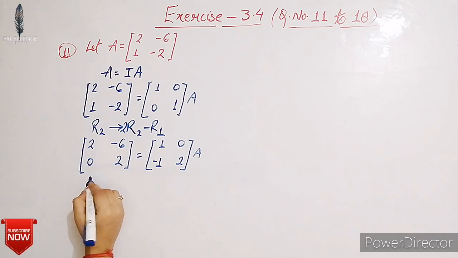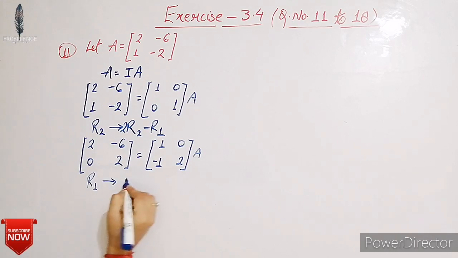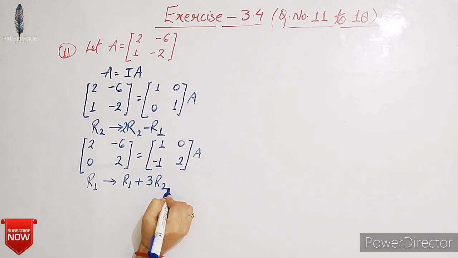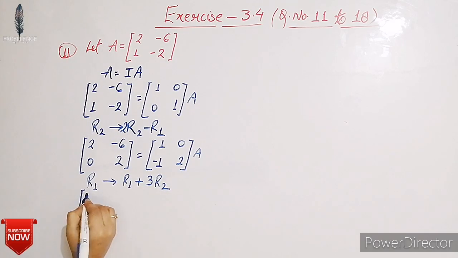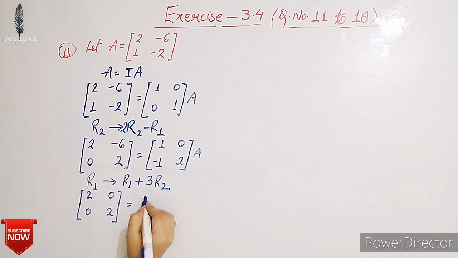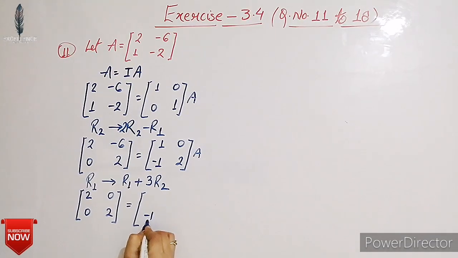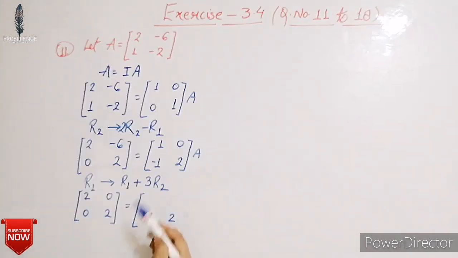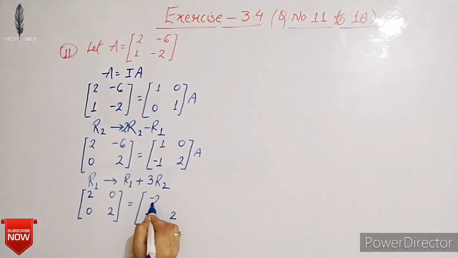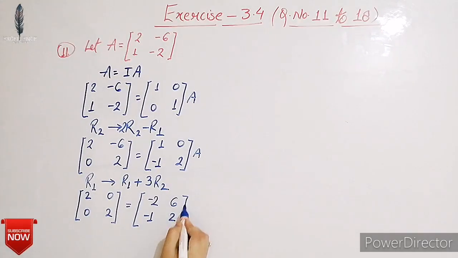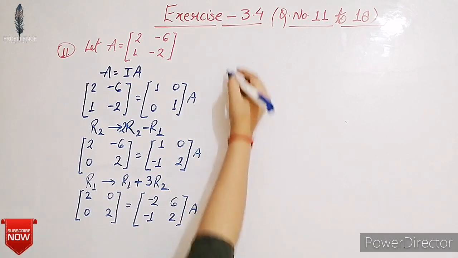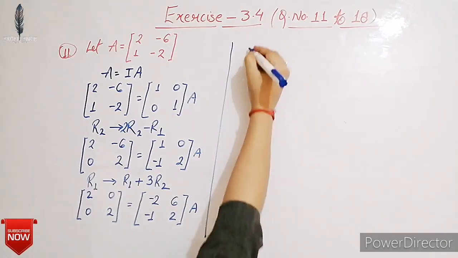Now R1 changes to R1 plus 3R2, to change minus 6 into 0. So here we have 2 0 and 0 2, equals minus 1 2 in row 2, which is the same, and row 1 becomes minus 2, 0, 3, 6, times A. Now here 2 and 2, and we have to change them to 1 1.